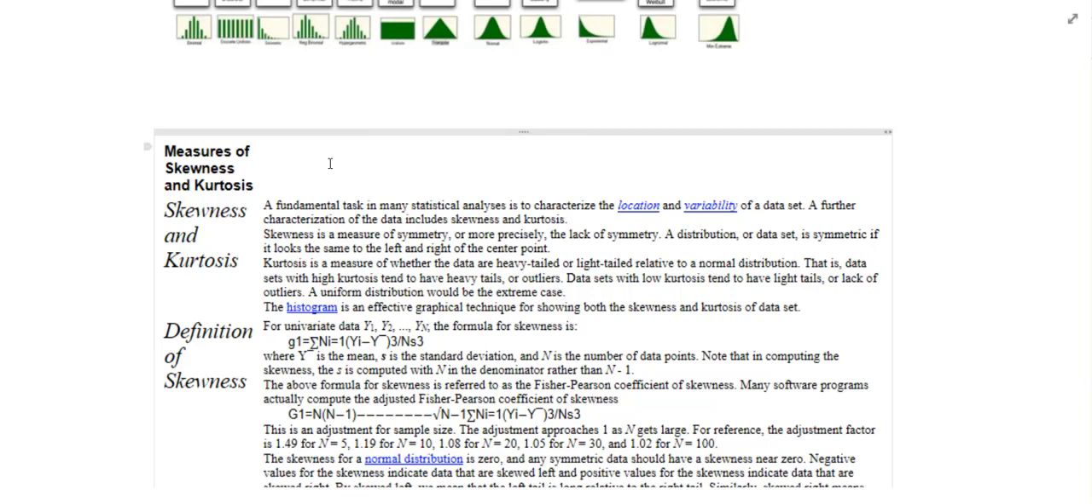A way to look at this is a histogram, and we had a couple of histograms up above as we were characterizing some of the statistical data sets, and that's a very effective graphical way of showing skewness and kurtosis.